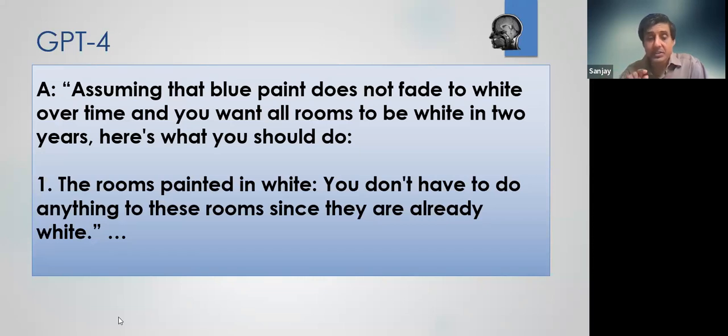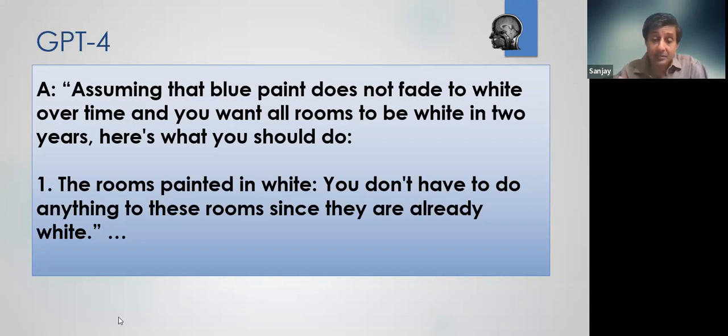So in the response, the first part is numbering, it's giving a sequence. So it figured out it has to give step by step. It's going to give number 1, number 2, number 3, like that, right? And then for the first number, it's putting a preface. This refers to the rooms painted in white, because the introductory question was about 3 types of rooms: rooms in white, yellow, and blue. So I suspect it's going to have an answer for white, yellow, and blue, right? That's what you expect. So it's saying, 1, about the rooms in white, here's what I want you to do, colon, okay? "You don't have to do anything to these rooms since they are already white." That's pretty logical. That makes sense. It's right, okay? If the room is already white and you want it to be white in 2 years, you don't have to do anything.